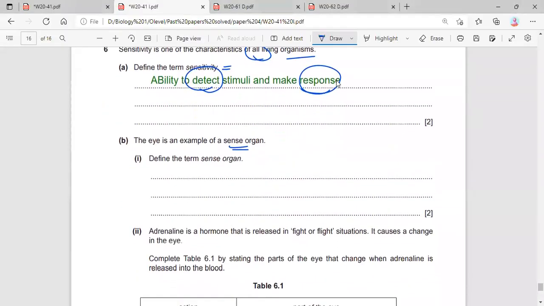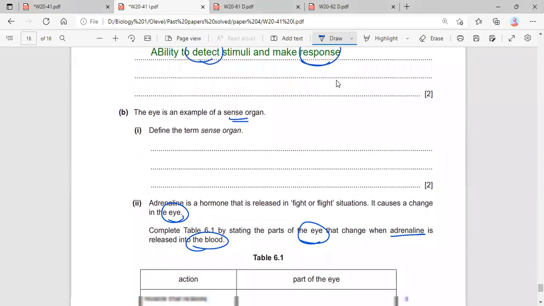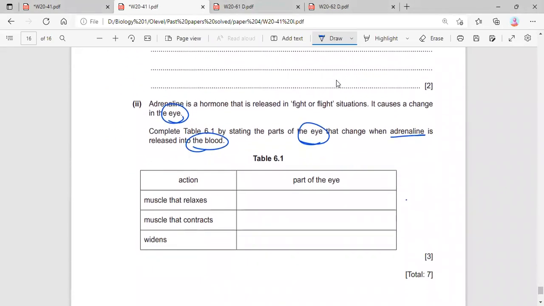Adrenaline is a hormone that is released in fight or flight. It causes a change in the eye. Complete the table by stating the parts of the eye that change when adrenaline is released. Okay, we said that when the adrenaline is released, what happens to the pupil? It widens the pupil, okay? It widens the pupil. So this is similar to the action in dim light.